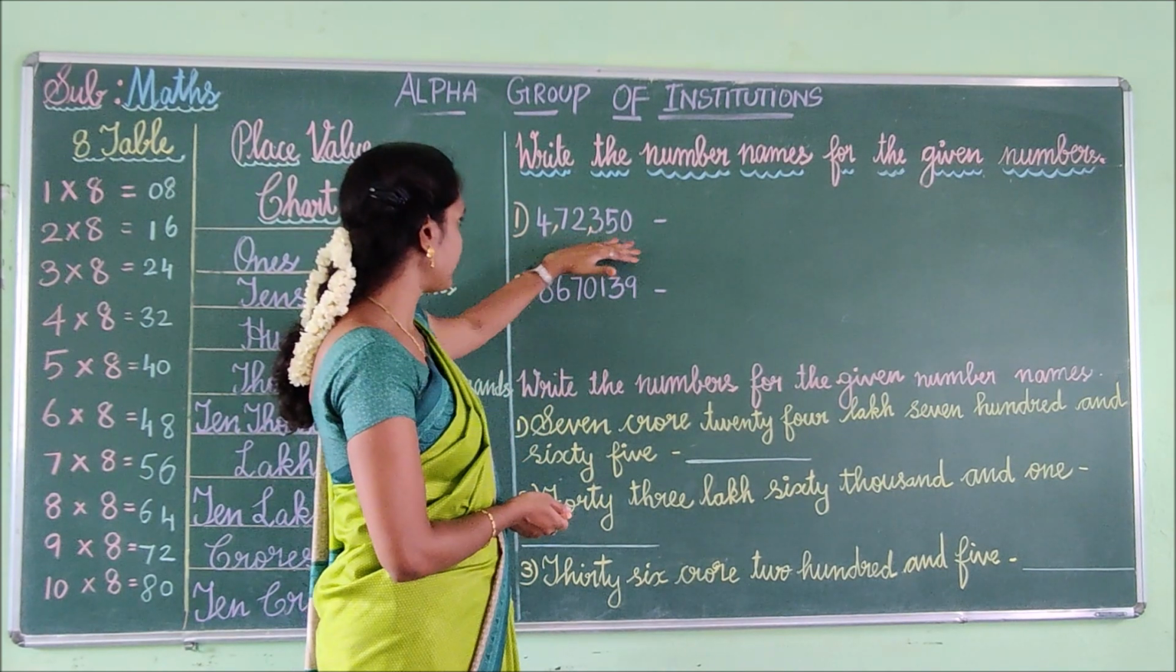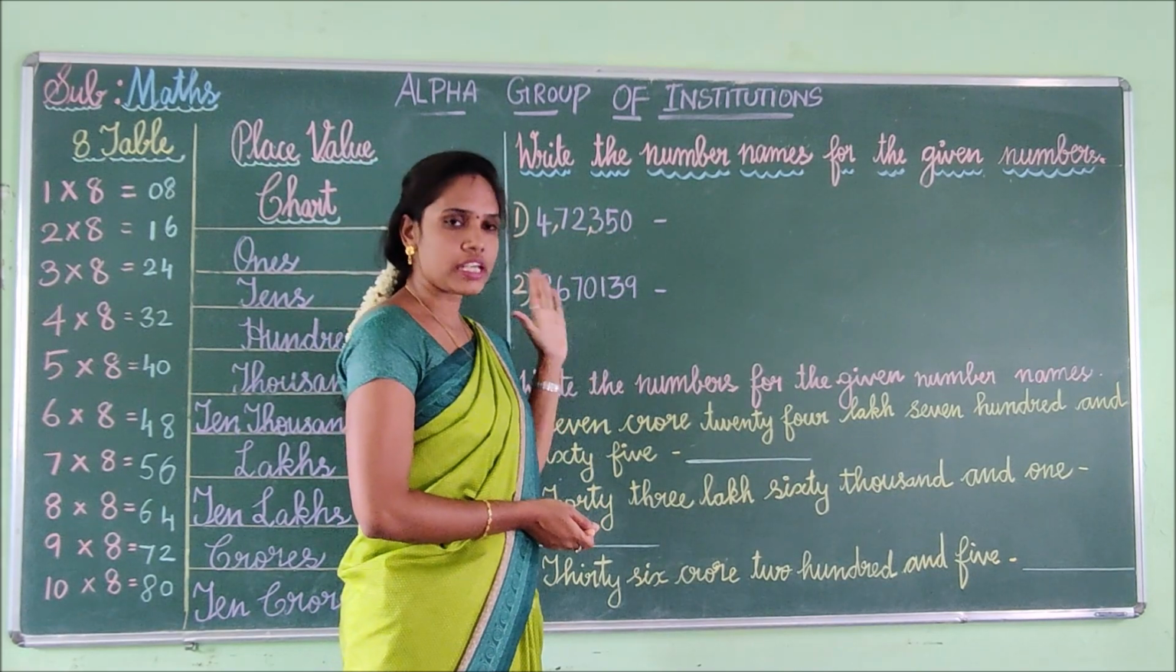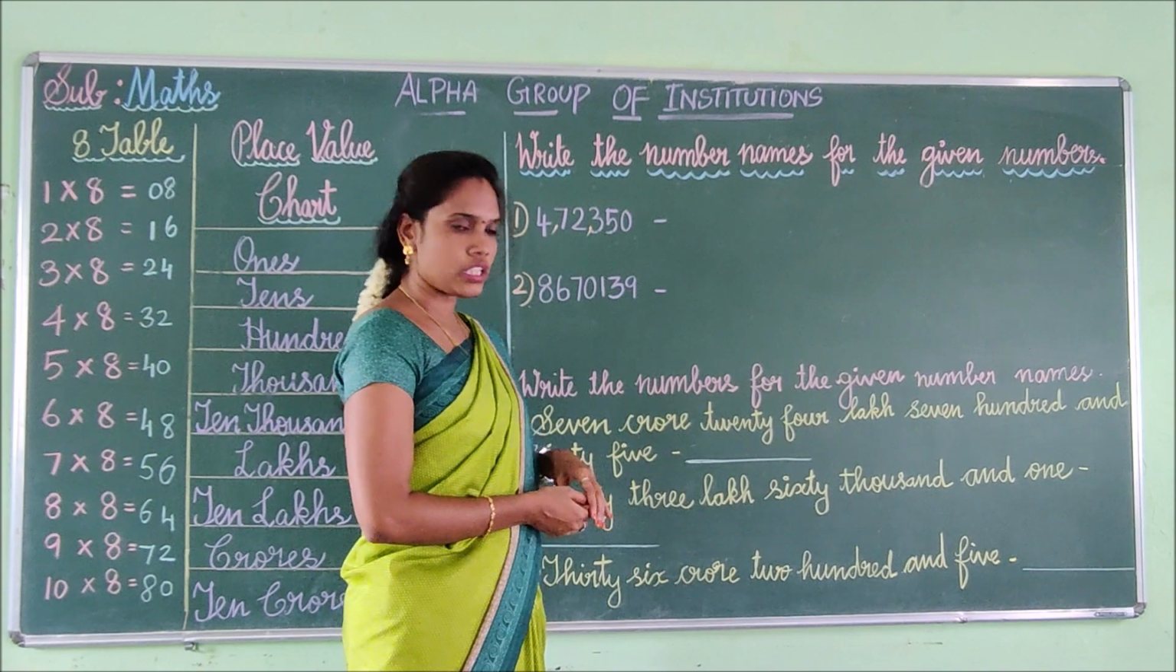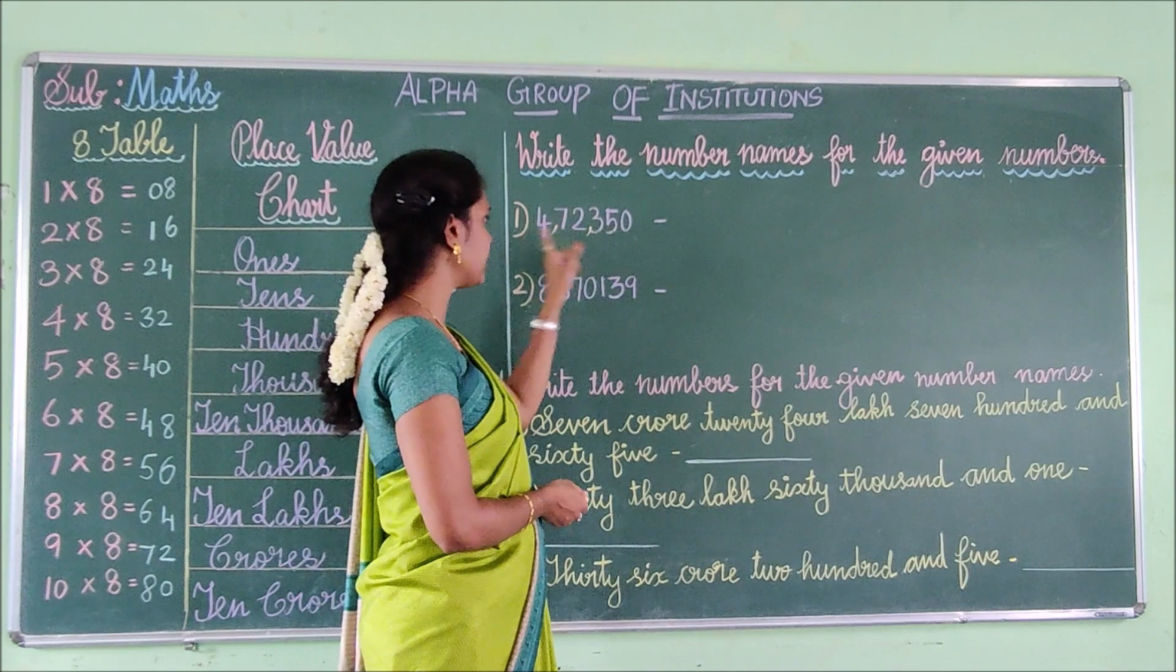Now we have split the numbers by using commas. Shall we write it in number names? Yes. Before that, what do you have to start with? You have to see the place value.